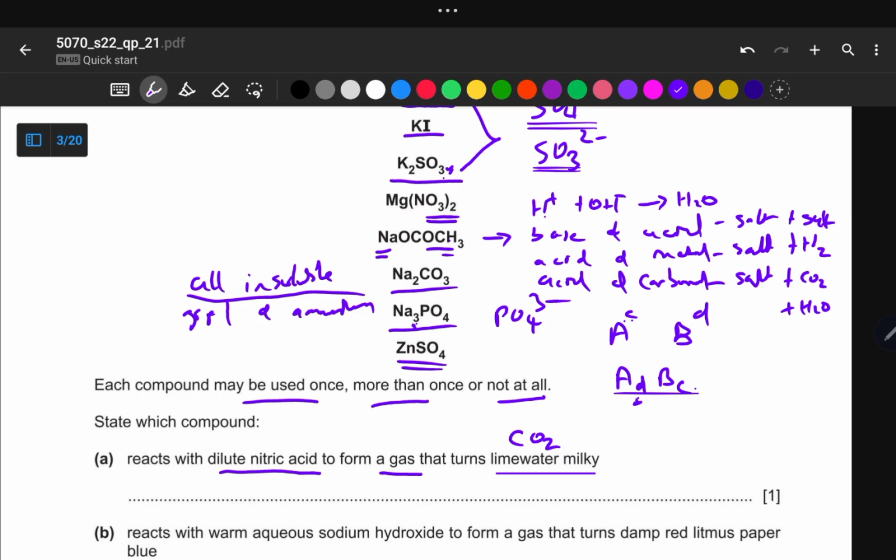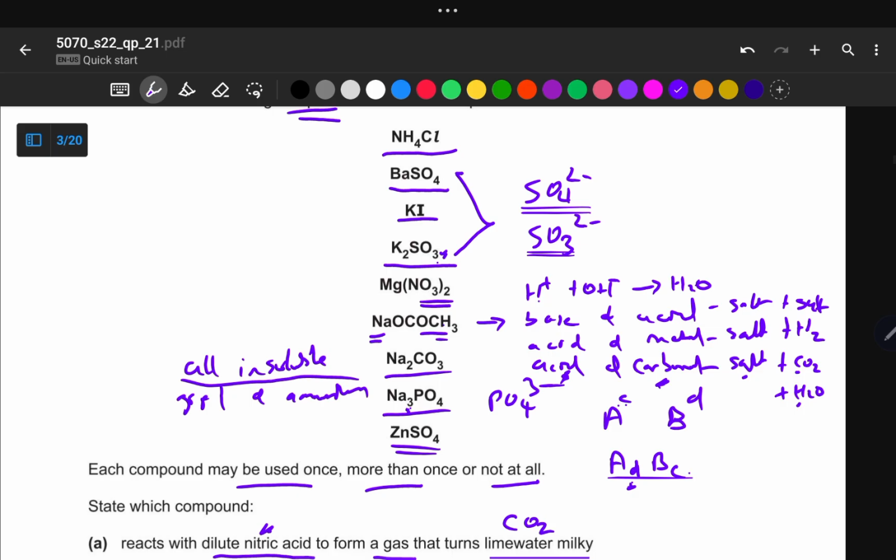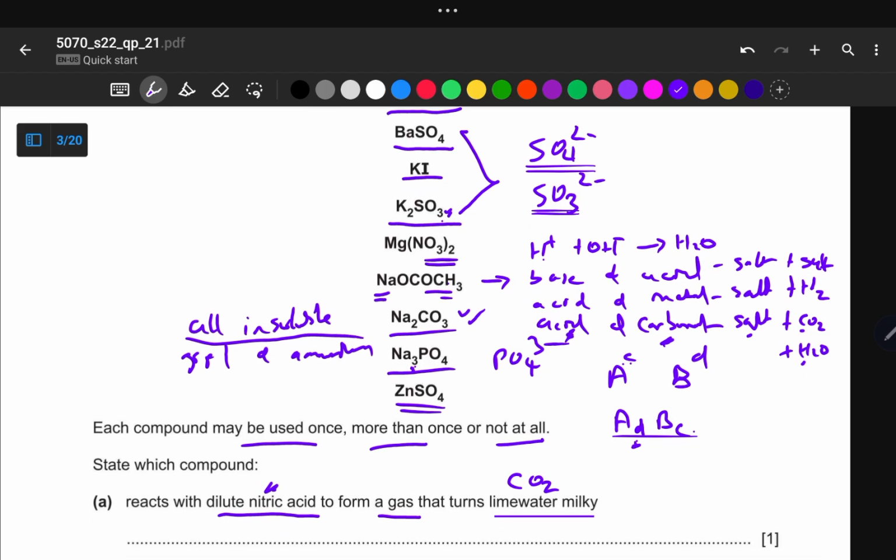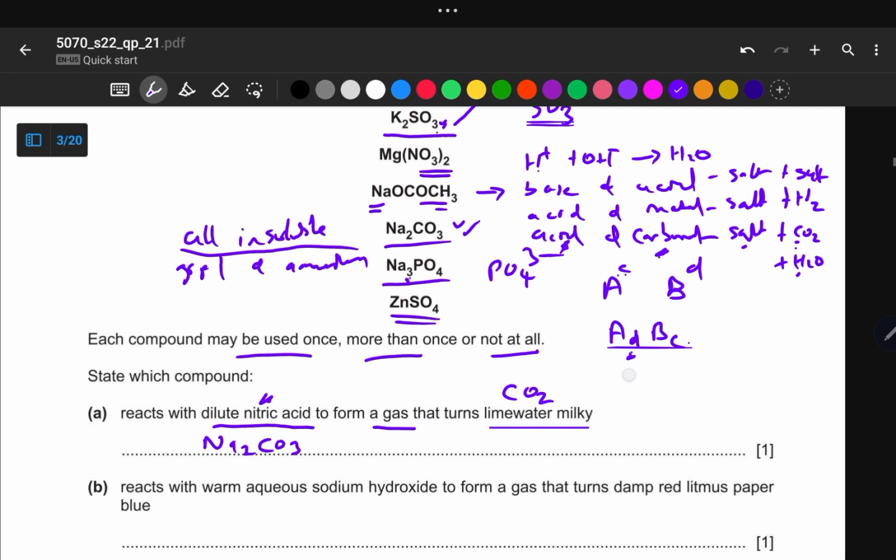So we want to have the reaction. The reaction between an acid and a carbonate is going to give us salt, carbon dioxide, and water, right? So we want a reaction of a carbonate with nitric acid. Our carbonate is sodium carbonate. Sodium carbonate will react with nitric acid to give sodium nitrate, carbon dioxide and water. As simple as that. So we are going to have sodium carbonate here, and then we proceed to the next part.